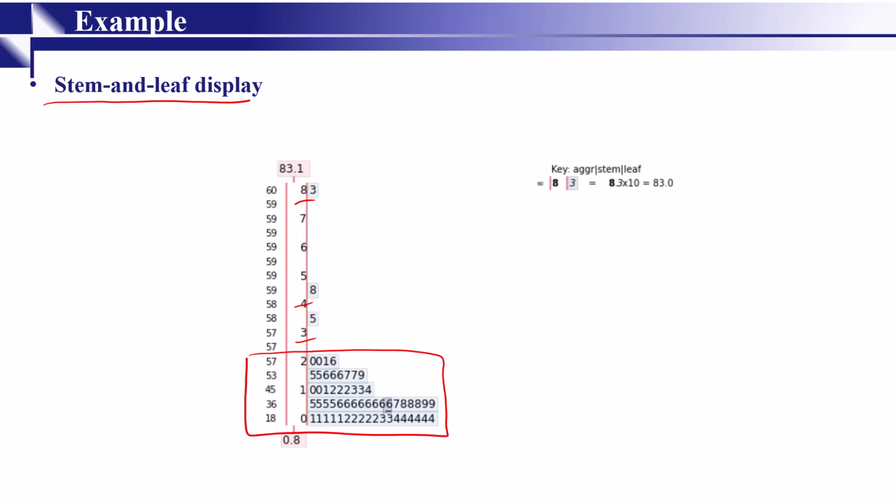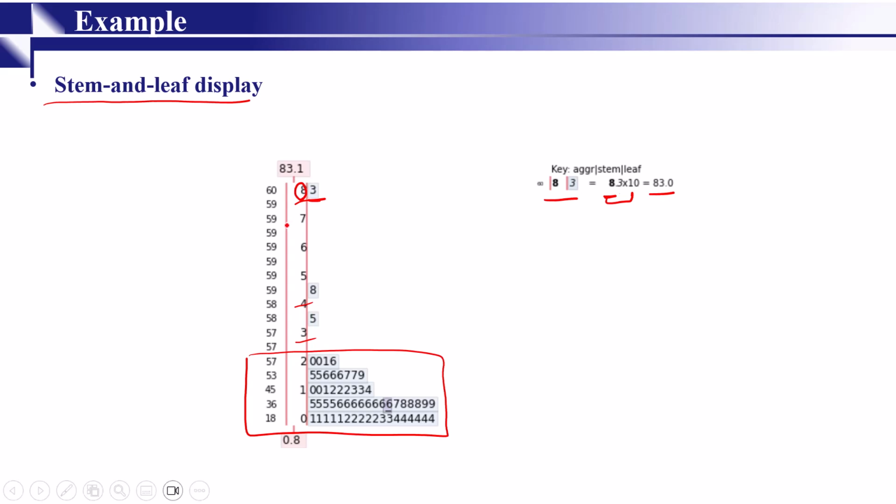So let me explain in detail what happened here. In this graph, each data point is split into two parts, the stem and the leaf. As you can see here, 83 is 8 multiplied by 10 plus 3, right? So 8 is here as the stem and 3 as the leaf, right? So the stem represents the leading digits of the data, while the leaf represents the trailing digits.